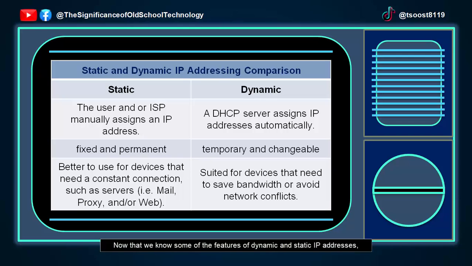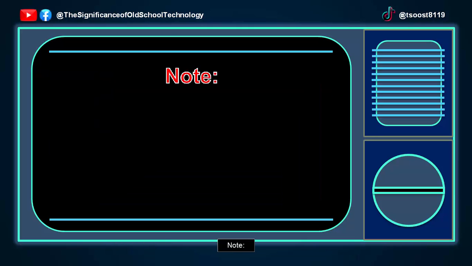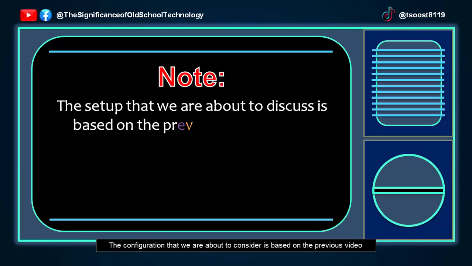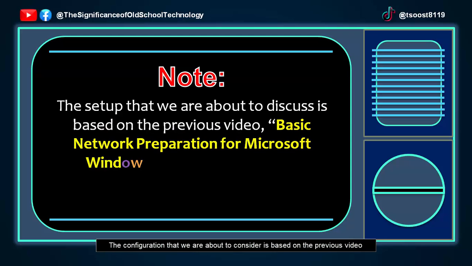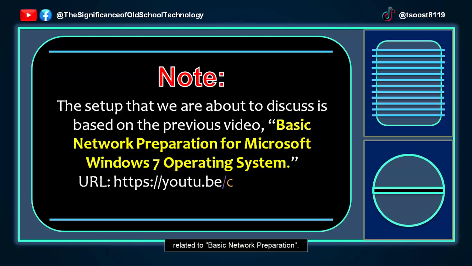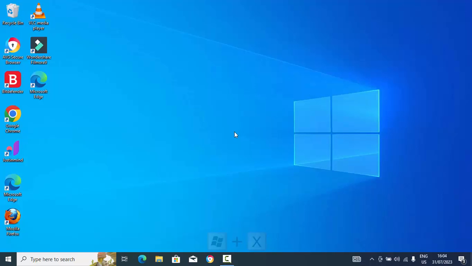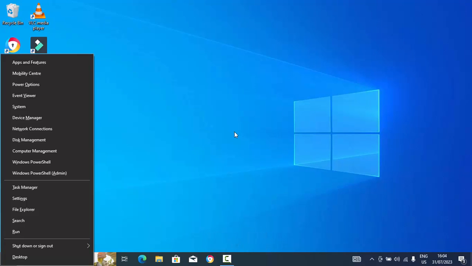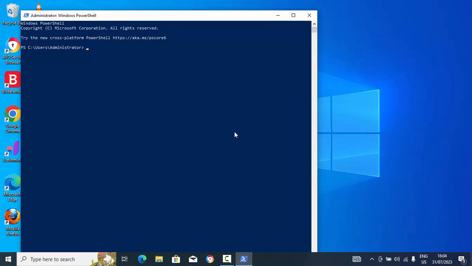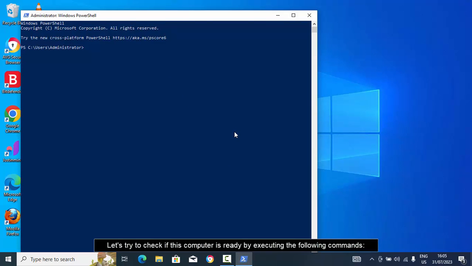Now that we know some of the features of dynamic and static IP addresses, let's move on with the activity proper by using the second computer. Note, the configuration that we are about to consider is based on the previous video related to basic network preparation. Launch your desired command line interface. Let's try to check if this computer is ready by executing the following commands.